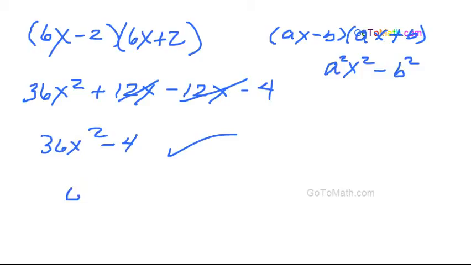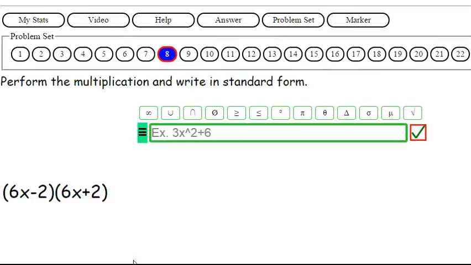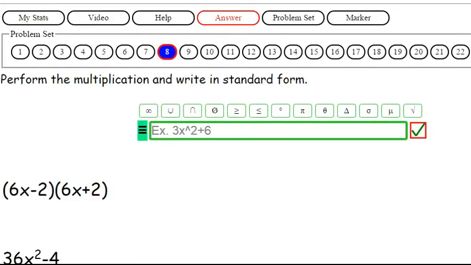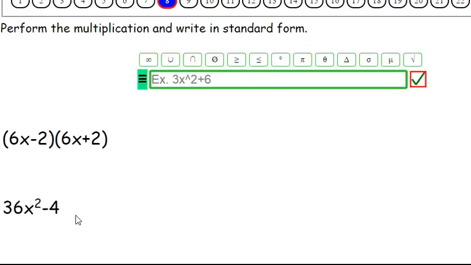You could also see this as 6x quantity squared minus 2 squared, right? But I think this is going to be the one that we're going to be looking for. Alright, so let's click on that. There you go, 36x squared minus 4.